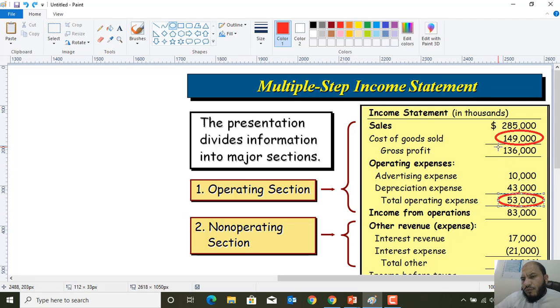So see, from this 136,000, these are deductions of 53,000. Okay dear students, so from this 136,000 that we have over here, we will deduct this amount. Yes, see this amount, we will deduct it from this 136,000. Okay dear students, and where did we find this? We have added both, 10,000 plus 43,000, which is equal to 53,000.